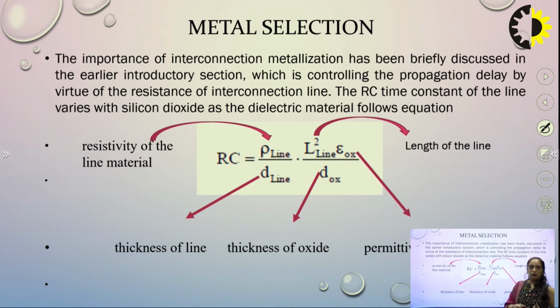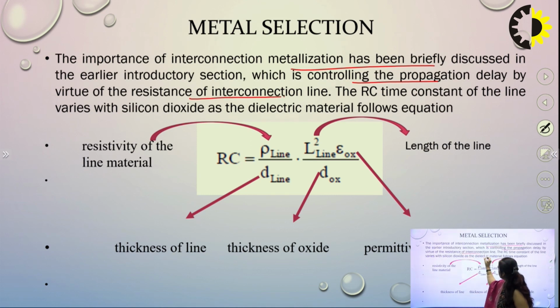Now, the metal selection is done because we have the metal lines. They are the combination of resistors and capacitors, right? So, these metal lines will lead to RC time constant, that is, how much will be the delay. This delay should be less. So, it is important. The interconnect metallization has been briefly discussed in the earlier introductory section, which is controlling the propagation delay by virtue of the resistance of the interconnection line.